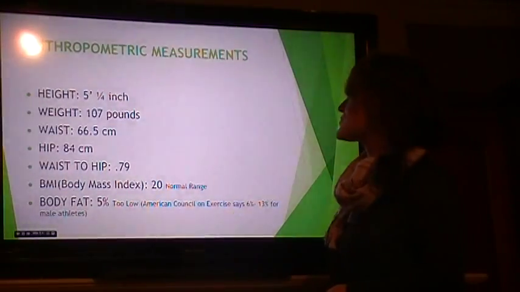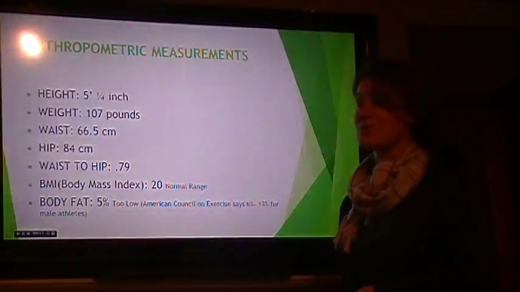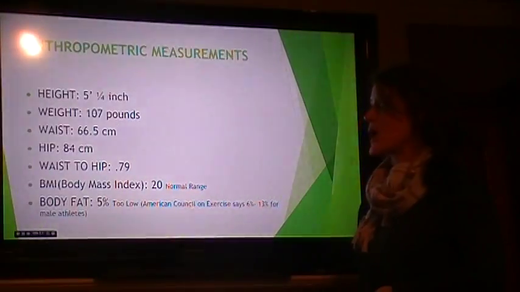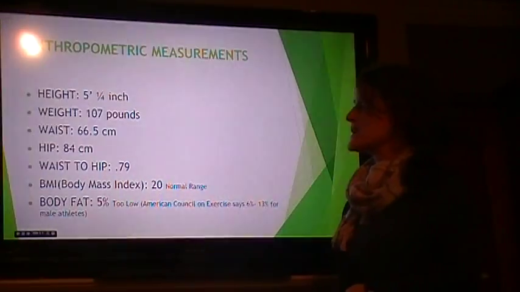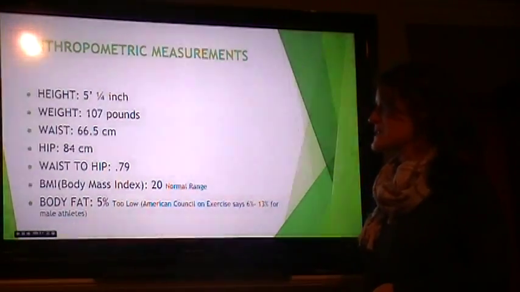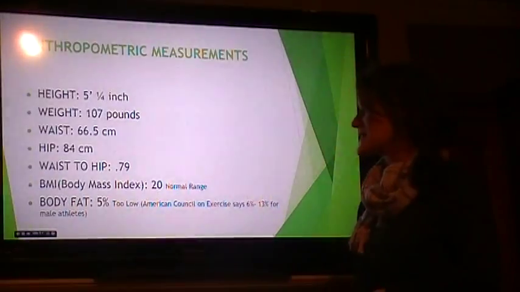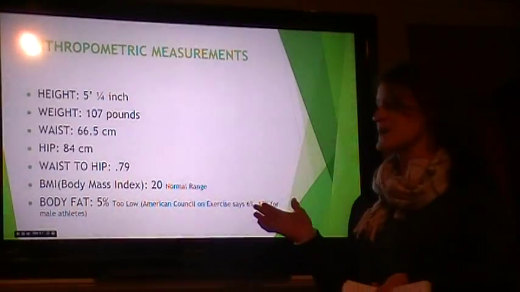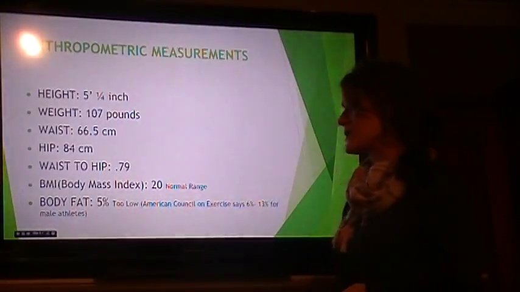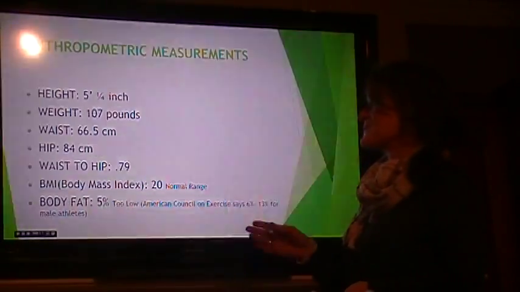His anthropometric measurements: his height is at 5 feet, a quarter inch. His weight measured at 107 pounds. His waist was at 66 centimeters. Hip at 84 centimeters. Waist to hip at 0.79. His body mass index was 20, which was in normal range. But a better indicator for a male athlete is the body fat percentage, which was at 5%, which is a little too low.